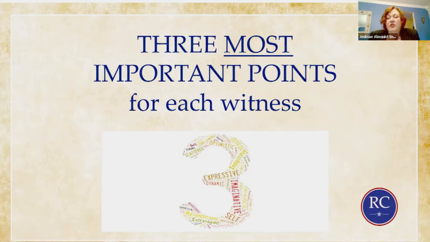Where do you start? There's so many facts and the jury knows nothing. So you want to take your three most important points for each witness. What do they know? What have they seen? What are they in a position to observe? And how good will they look on the stand in showing your point of view?